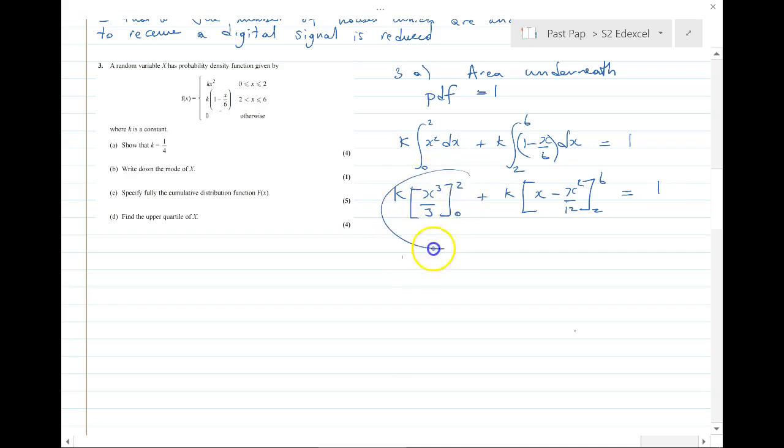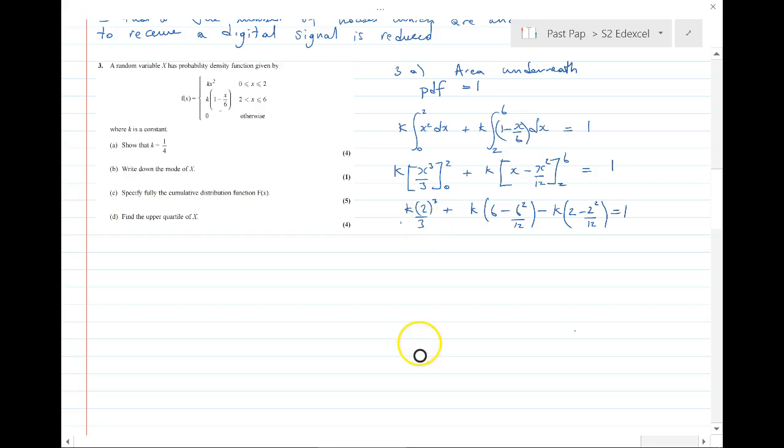Right, now this bit here, the 0 limit is just going to be taking away 0, so that bit there is just going to be k times 2 cubed over 3. This bit here, we've got 2 bits: k, 6 minus 6 squared over 12, take away k, 2 minus 2 squared over 12, equals 1. So we just need to take a little bit of care, and hopefully we'll get to where we need to go.